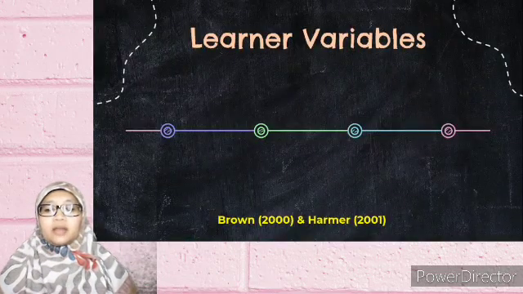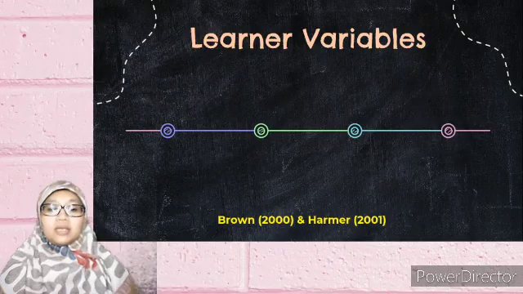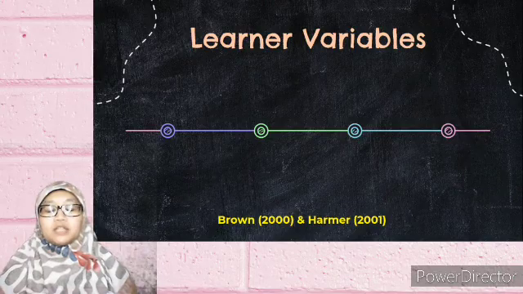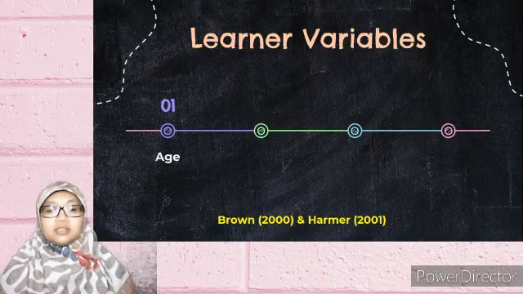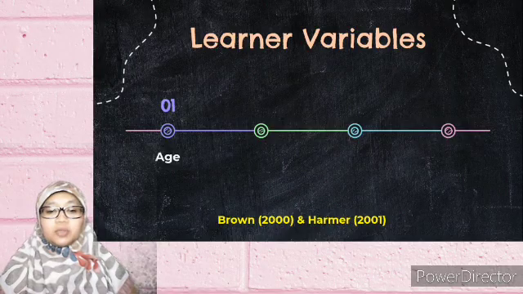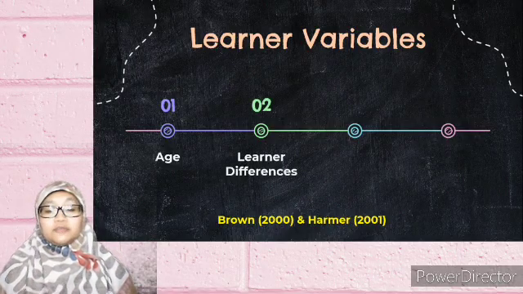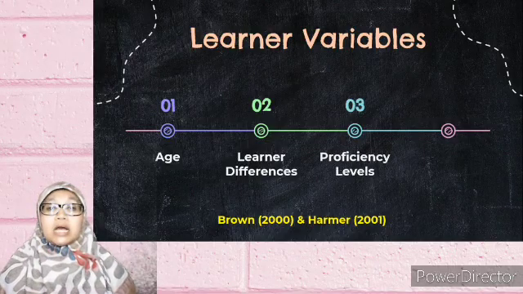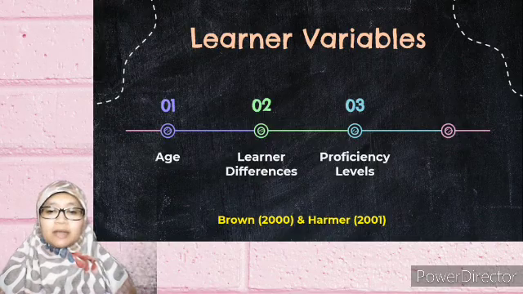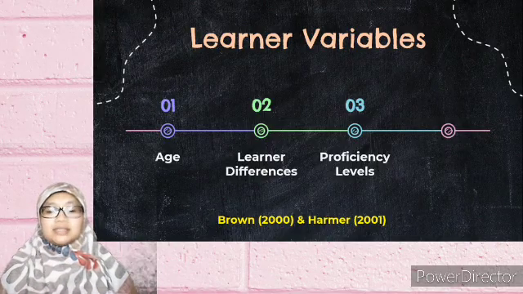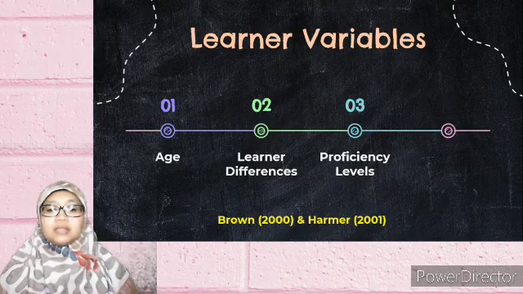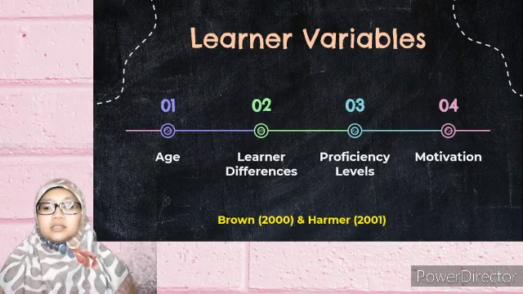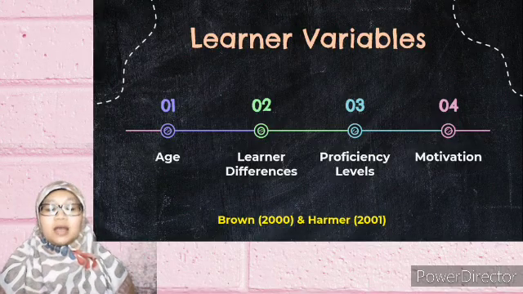There are a lot of learner variables from various resources, but here I will present four major learner variables proposed by Brown and Harber in 2001. The first, dealing with age, deals with the group of learners. Second is learner differences, which mostly talks about the potential that the learners possess. Third deals with proficiency levels, which deals with the assessment of the prior knowledge of the learners. And the last is motivation, or we can say it is the stimulation that can determine how learners learn.